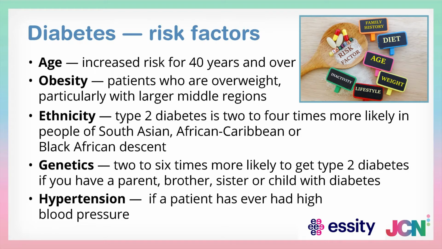Ethnicity: type 2 diabetes is 2 to 4 times more likely in people of South Asian, African Caribbean or Black African descent. Genetics also plays a part, 2 to 6 times more likely to get diabetes if you have a parent, brother, sister or child with diabetes as well.